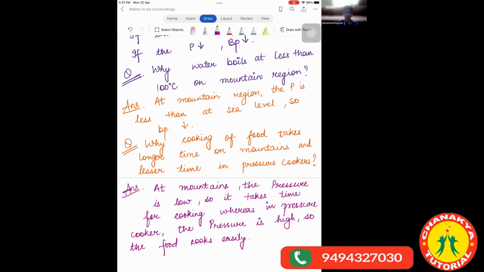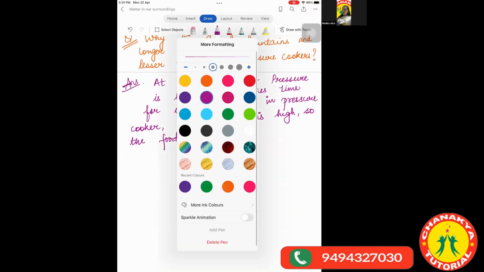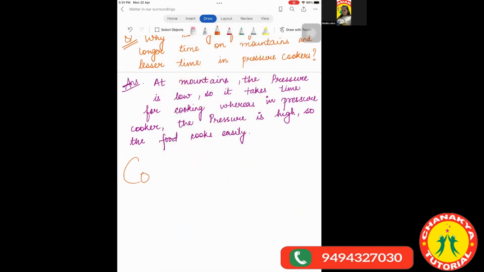So this was all about the fusion and the boiling, which we discussed. Now let us come to the next state change, which is condensation. What is condensation? It is the process of conversion of gas to liquid state.